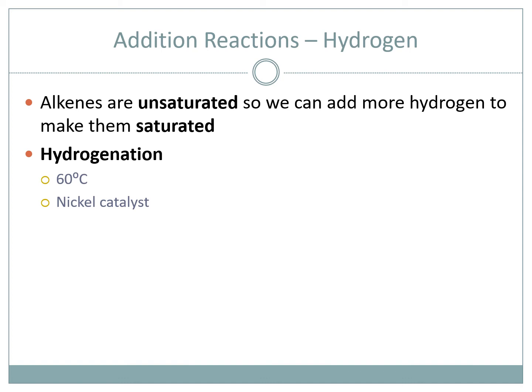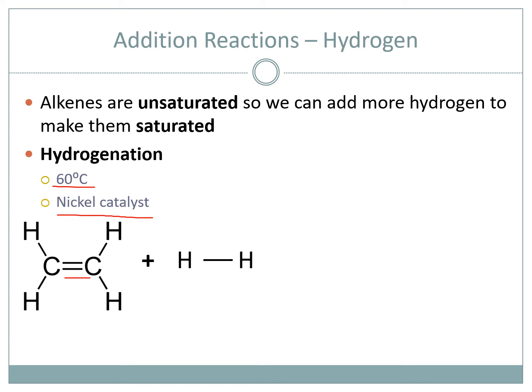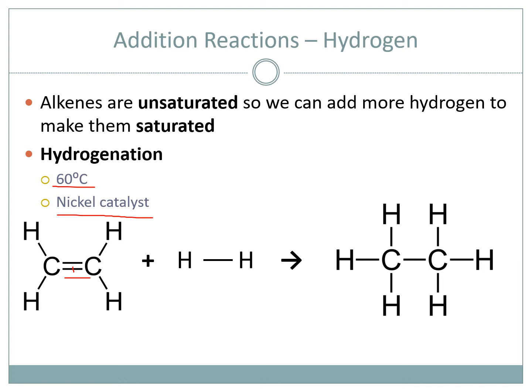So vegetable oils like oilseed rape oil and sunflower oil tend to be unsaturates, and what we can do is turn them into saturates by adding hydrogen, and we do this at 60 degrees C with a nickel catalyst in the presence of hydrogen. So this takes our alkene, opens up that double bond, adding hydrogen to make an alkane. And this can be a useful thing to do. It's ethene plus hydrogen makes ethane.